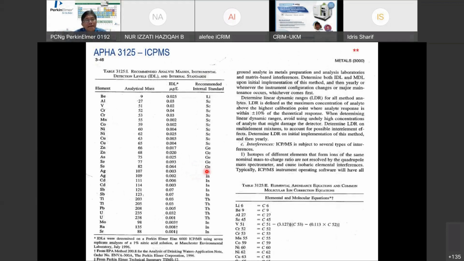Now we look at ICP-MS, which is APHA 3125. Whatever arsenic was listed at 50 ppb just now, when it comes to ICP-MS it is listed at 0.025 ppm, which is 25 ppb.